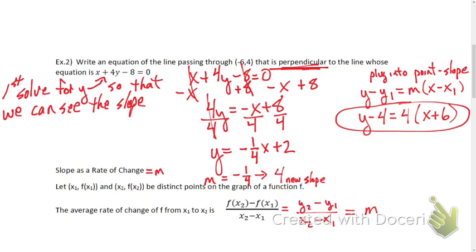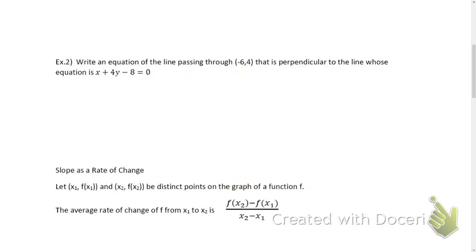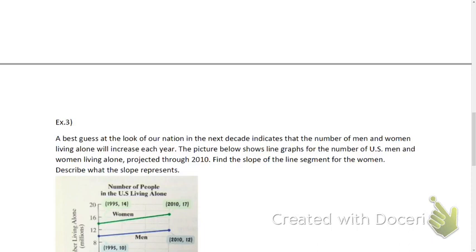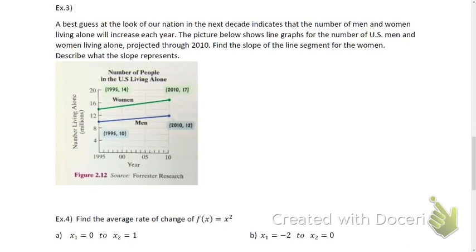All right. So on number 3, we have this word problem about people in the U.S. And we have 2 line segments. We have one for women, one for men. And it says that we need to find the slope of this line segment for women, for the green line that you see there. They gave us 2 coordinates to use. We could pick any coordinates we want. But since they've already made dots and written out the coordinates, let's find them.